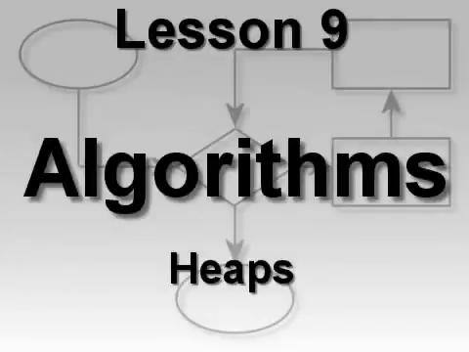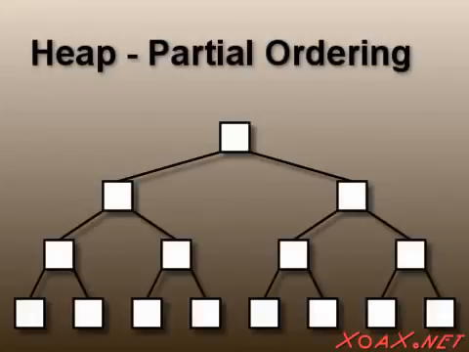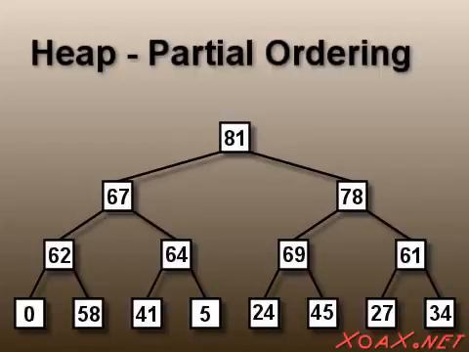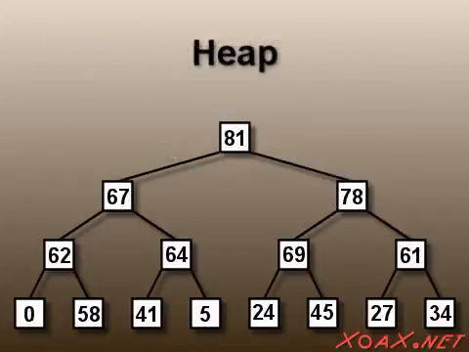Lesson 9, Heaps. A heap is a partial ordering of a set. For visualization, we use a binary tree to represent the heap, and for simplicity, we will use integers as data elements in our heap nodes like this. To create a heap, we organize the elements so that each parent node is larger than its two child nodes. That's really all there is to a heap.